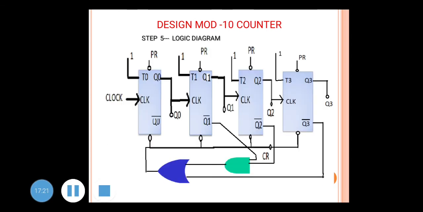The logic diagram of the mod 10 counter is shown here, and you can see T0, T1, T2, T3 are all connected to 1. The output Q0 is connected to the clock of the second flip-flop, and so on. Q0, Q1, Q2, Q3 are taken at the output. All clears are connected together, and the clock is connected directly to only the first flip-flop, T0. And whatever equation you get from the K-map, you are going to draw here. It is shown here, and the output of the OR gate is connected to clear. So this is the mod 10 counter.